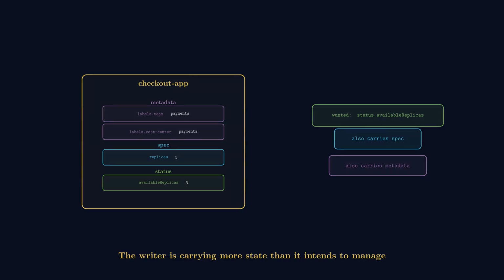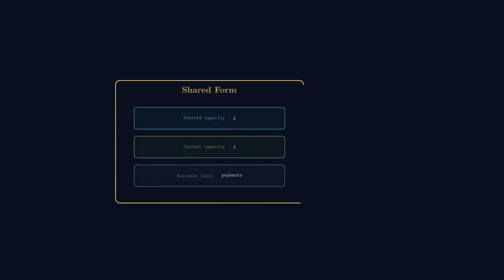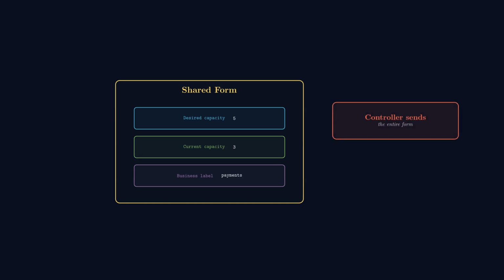Think of this like a shared form with 3 sections. One section says how much capacity we want. Another says how much capacity is currently available. A third contains business labels. If the controller only wants to change current capacity, why should it photocopy and resubmit the entire form? It would be safer to send only the box that actually changed.